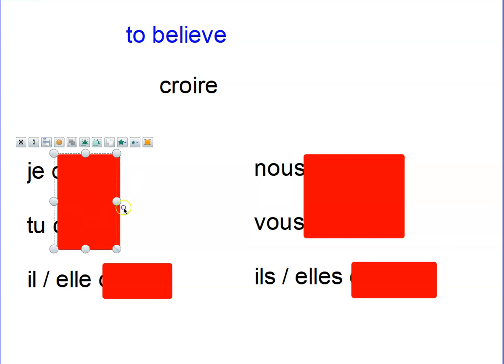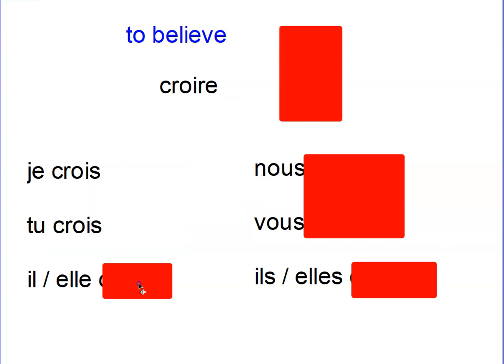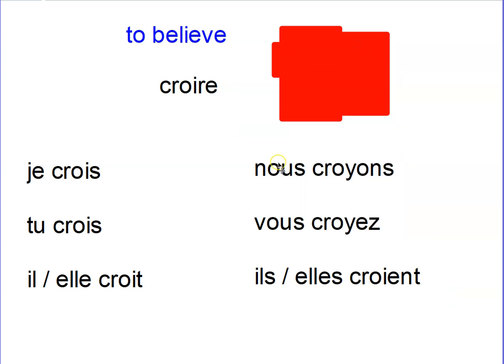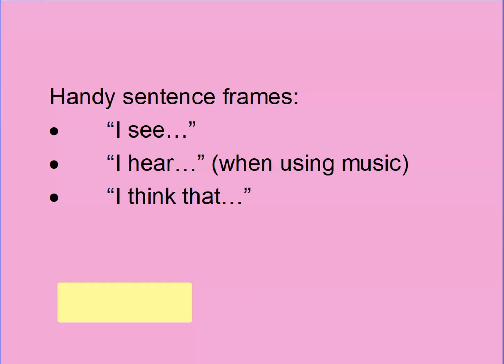croire, to believe: je crois, tu crois, il croit. Three silent letters here. They all sound exactly alike. So many of my students will just overcorrect and they just start mixing up the spelling. So this kind of thinking routine is really good to reinforce those spelling conventions.